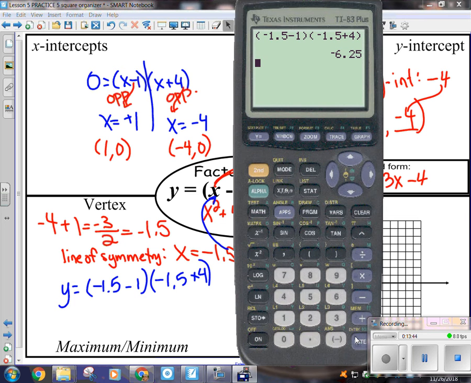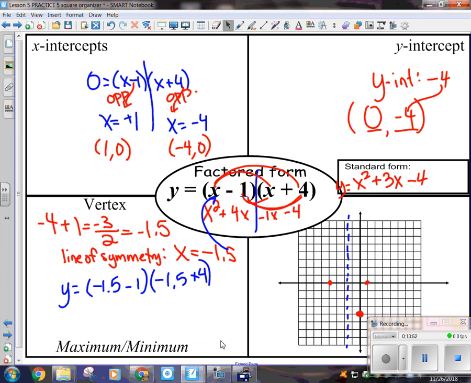Does everybody see what I did? I just used my calculator. So where's the vertex at, guys? Well, the x is negative 1.5, comma, and it's negative 6.25. Negative 1.5, down 1, 2, 3, 4, 5, 6, and go just under the 6. Everybody get just under the negative 6?